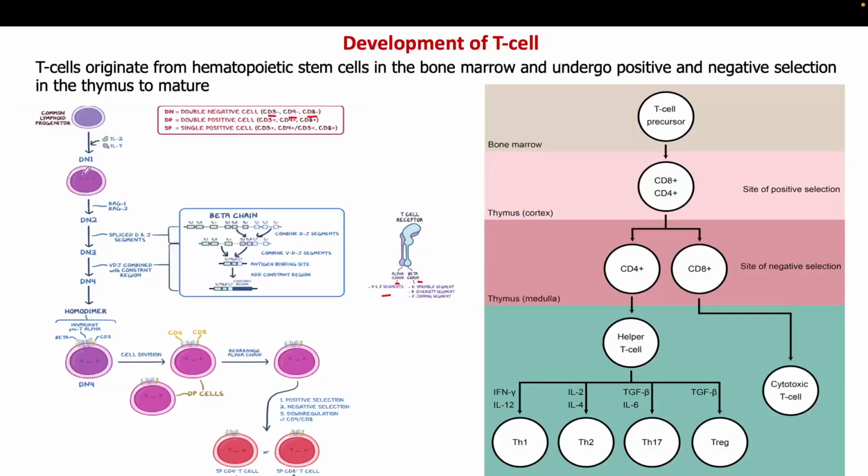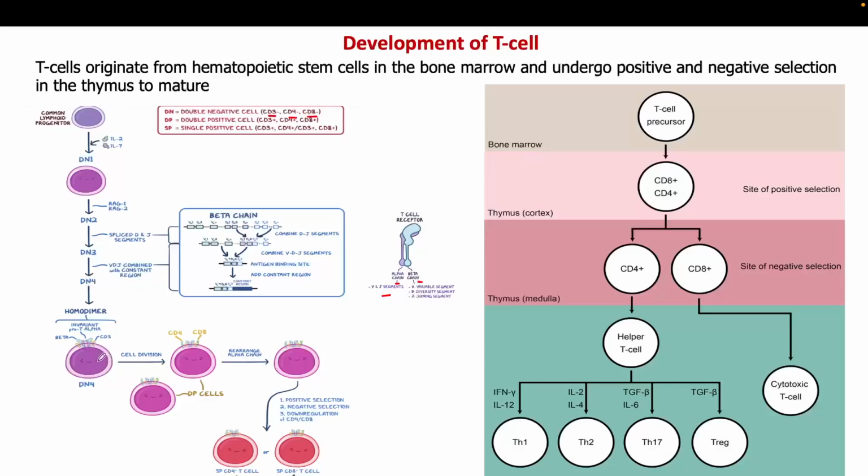Then DN1 will be converted into the DN2, which is the double negative. And then this double negative 2 will be converted into the double negative 3. Here what will happen, the D and J segments are spliced, and only the V segment will be there. And in the conversion of DN3 to DN4 there will be VDJ combined with the constant region. Now the constant region will form here in case of the DN4.